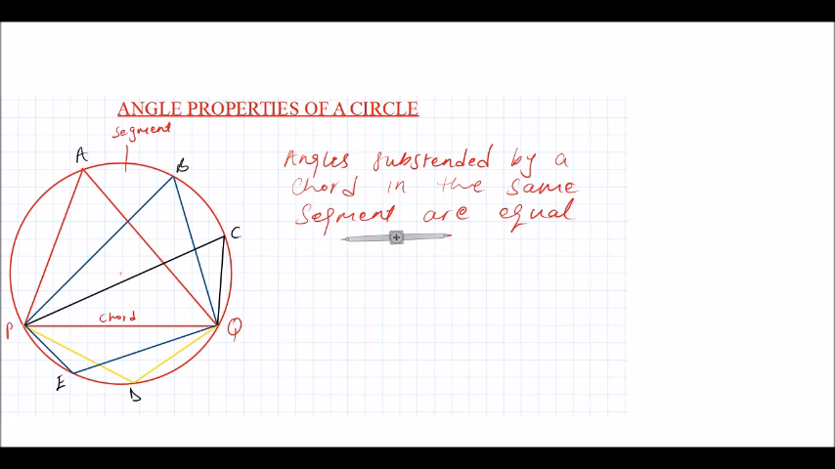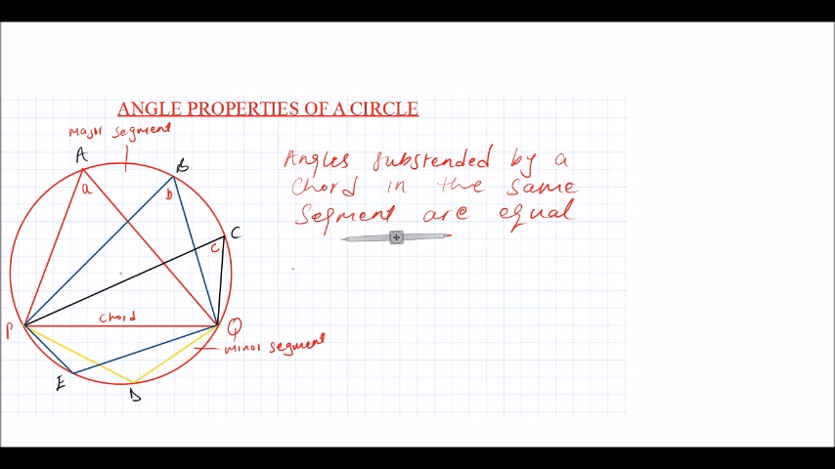So this property says, this chord is called PQ. This is called a segment. We mentioned that when we started, isn't it? And this is what we call the major segment, and this is the minor segment. Now, on the chord, you can see I have subtended angles here. We can call this A, this is B, and C from chord PQ.